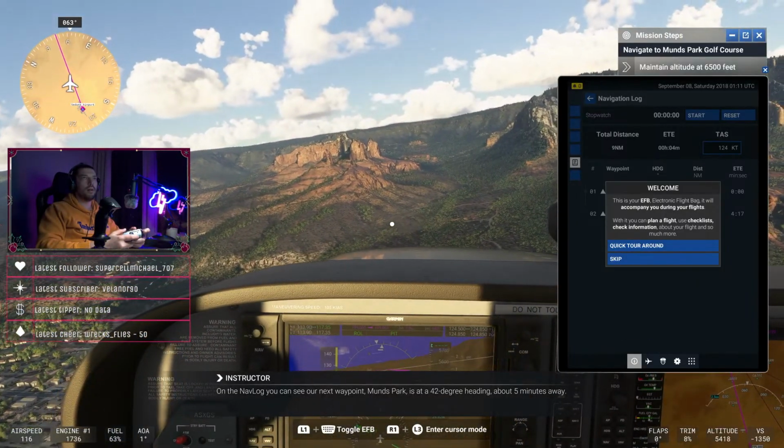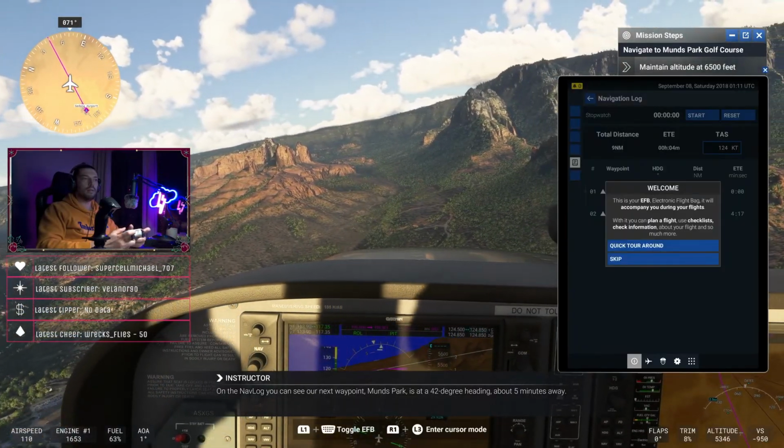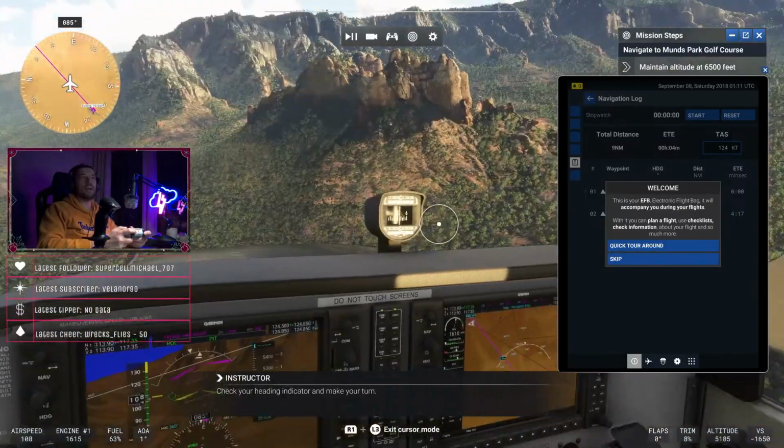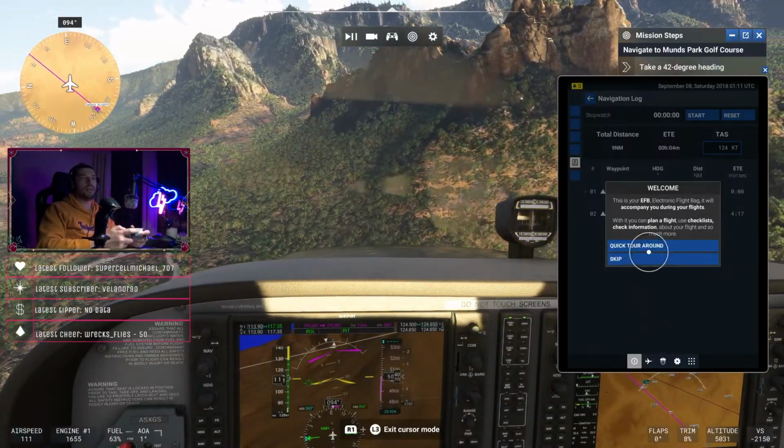On the navlog, you can see our next waypoint. Munns Park is at a 42-degree heading, about 5 minutes away. That means we need to be on a 42-degree heading. Check your heading indicator and make your turn.